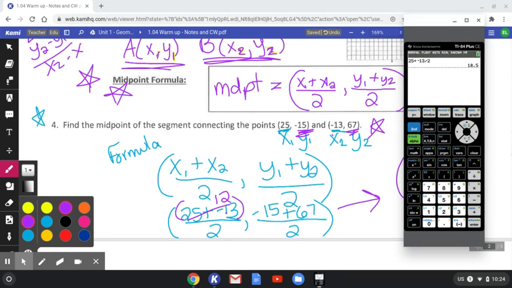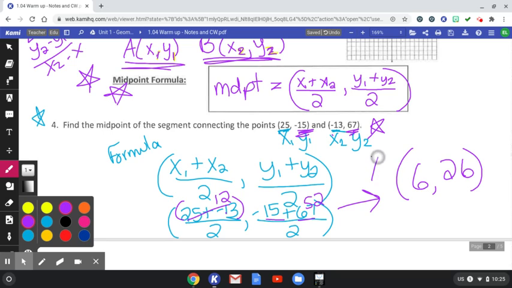So when you go to put these in your calculator, you might want to put parentheses around the top of your fraction, the numerator. So 25 plus negative 13, then divide that sum by 2. All right, we should get 6. The next one is negative 15 plus 67, close parentheses, divided by 2. So we want that sum divided by 2 gives us 26. Okay? Because here, when we add negative 15 to 67, we do get 52, and that divided by 2 is 26.